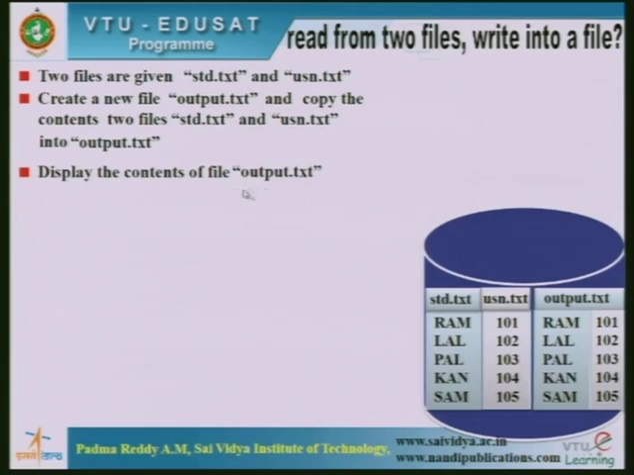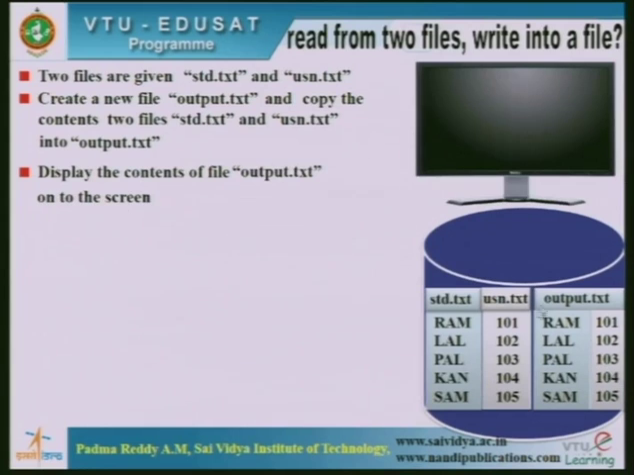Finally, we have to display the contents of the file output.txt onto the screen. So if this is the screen, the whole data has to be read from which file? Output.txt, and that should be displayed one after the other. So we will get Pal 103, Khan 104 and Sam 105. So this is the problem given. Now let us see how to write a program to read the two files and write into a file.